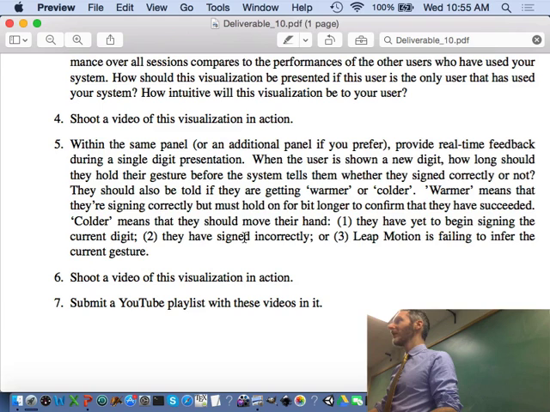Make sense? Okay, three visualizations. You're going to shoot three short videos. They could be as long or short as you want to demonstrate that the visualization is working. Stitch those three videos together in a playlist and post the URL to the playlist on Blackboard. Sound good? Okay, I think this one's pretty straightforward.